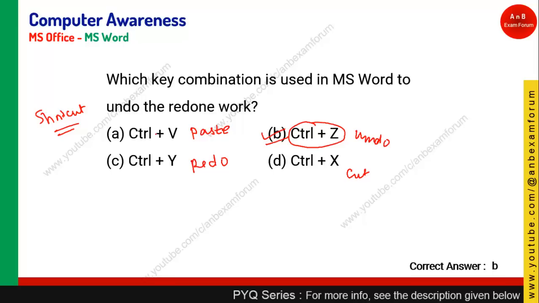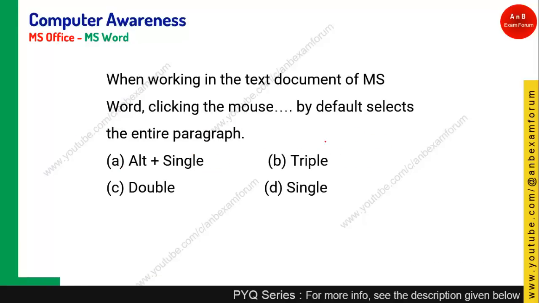Okay, undo. Don't confuse with the word. He is saying undo the redone work. So you should not go with option C. If you are undoing the work, basically you are pressing Control plus Z. Okay, Control plus Z is undo. Okay, coming to the next question.